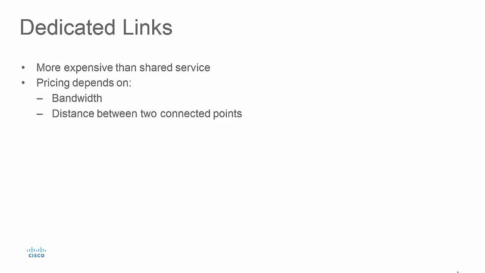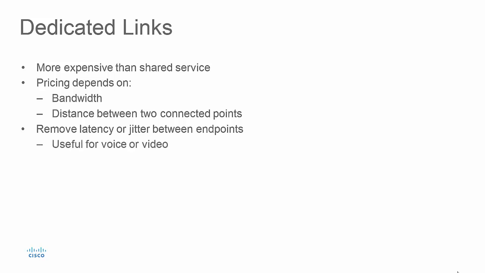Okay, but let's not try and be so negative. Of course, there are some benefits that can actually outweigh this cost issue. Are you curious what those might be, or have you already guessed? Well, it's the fact that dedicated capacity removes latency or jitter between the endpoints. And where would this be useful? Can you think of any application that has such demands? Voice or video are good examples. They demand constant availability as well as no or very little latency.